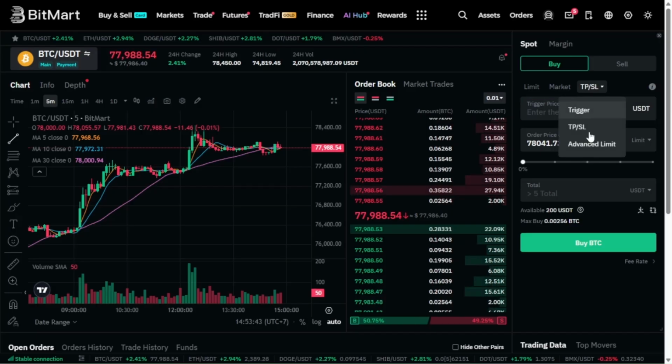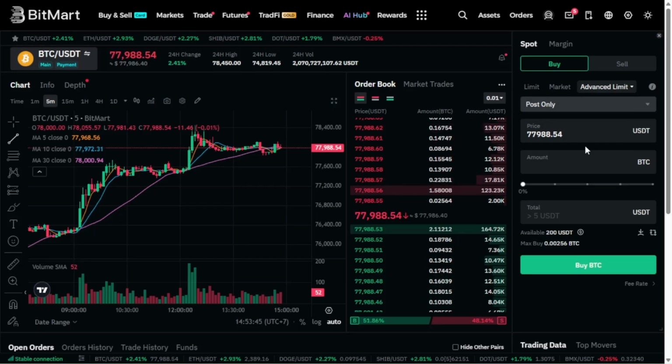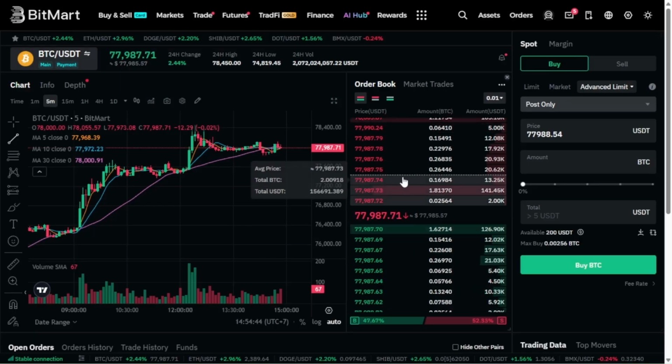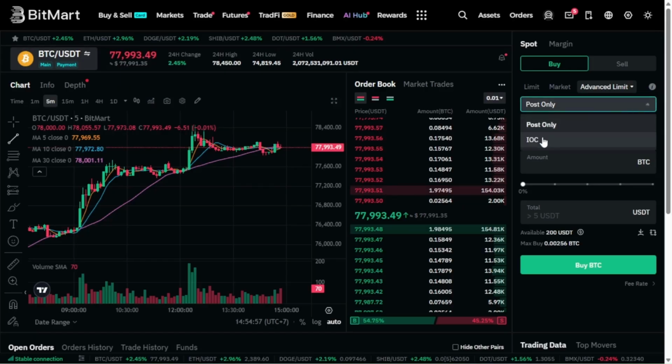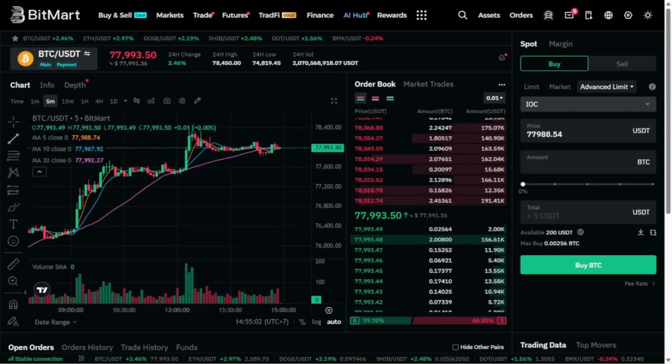Finally, we have advanced limit orders. The first option is post only. A post only order ensures your order goes into the order book without being filled immediately, meaning you act as a market maker and often pay lower fees. The second advanced limit order is an IOC order. This stands for immediate or cancel order. This tries to fill your order instantly.